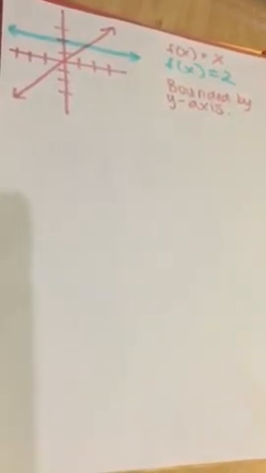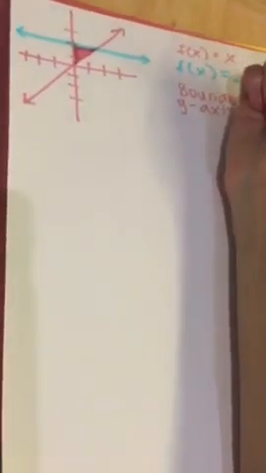I sketched it beforehand just to make the video go smoother. First function, f of x equals x, which I have drawn here. Second function, f of x equals 2, which is just a horizontal line going like that. And bounded by the y-axis, which is this over here. So bounded by this and this. We are going to find the area of this.